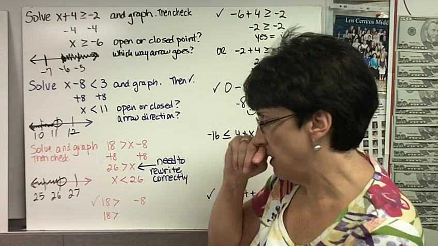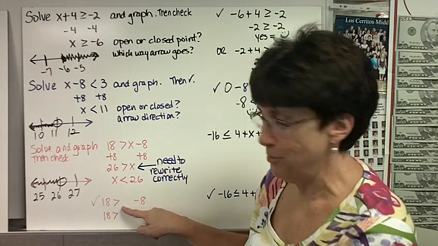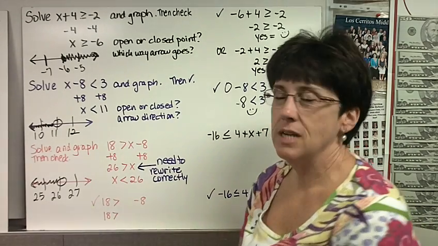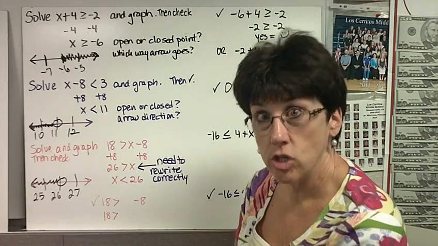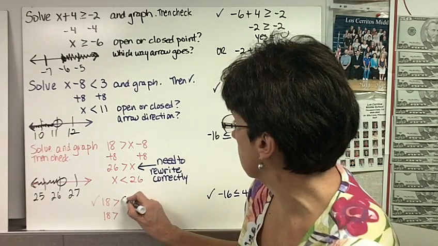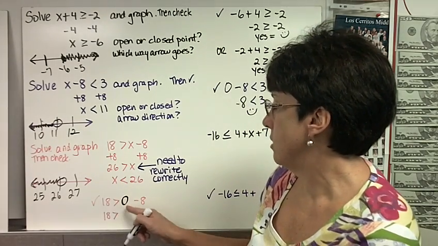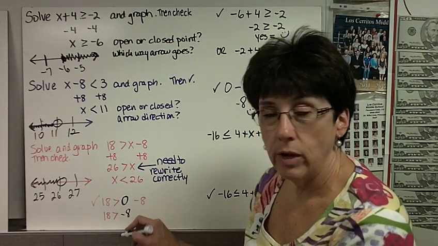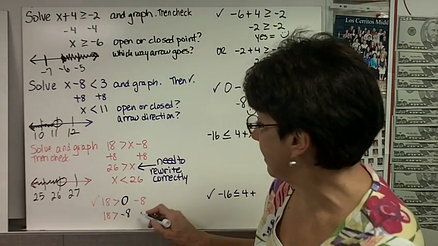All right, let's plug in a number, or substitute in a number to check. I said x has to be less than 26. What's a number less than 26? 0. 0 is less than 26. Okay, now I need to do the math. What's 0 take away 8? Negative 8. Is 18 greater than negative 8? Yes, yes it is. Yay!